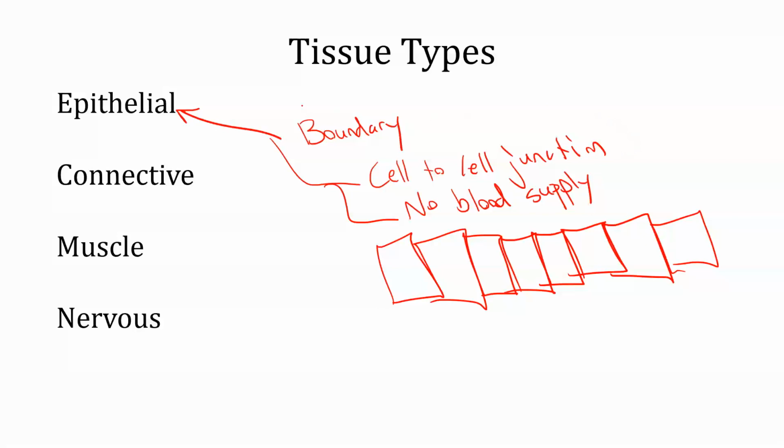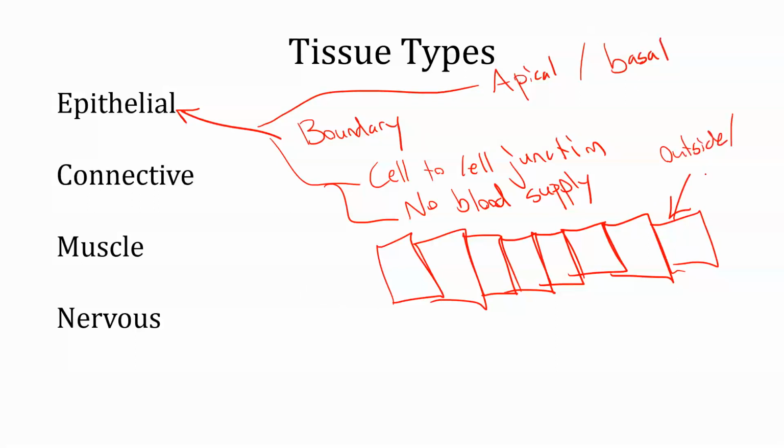And then these are interesting in that they actually have two sides to it. There's what's known as the apical side and the basal side. And so generally how it works is that the apical side would be the side that's facing the outside of your body, or it could be what's known as the lumen of a tube. And then the basal side would be on the other side. So here's an example.